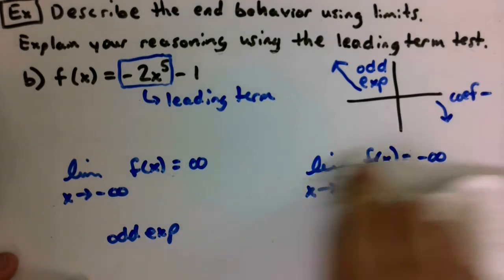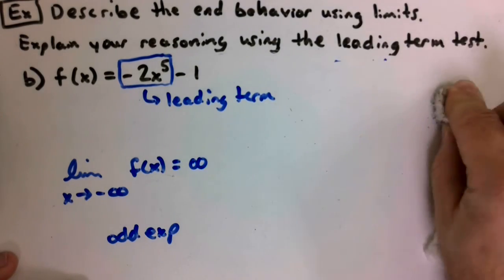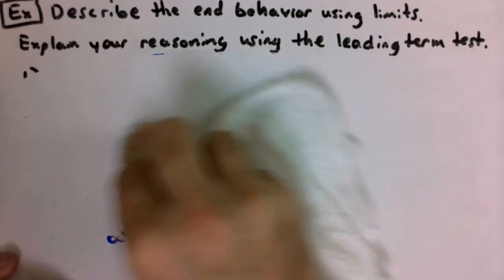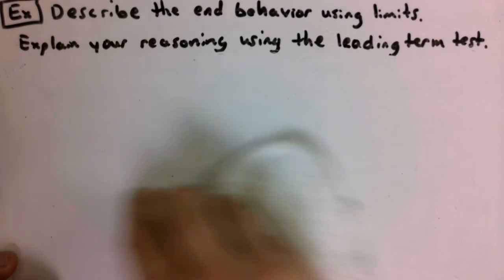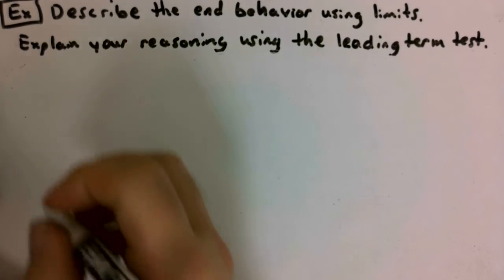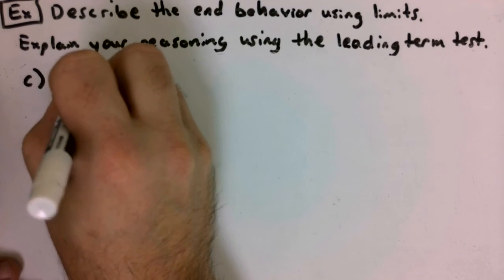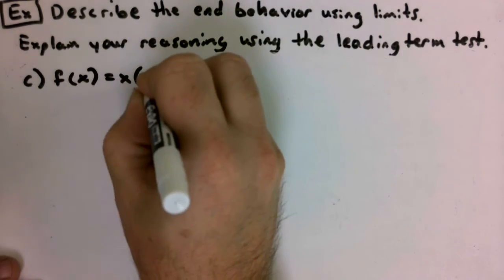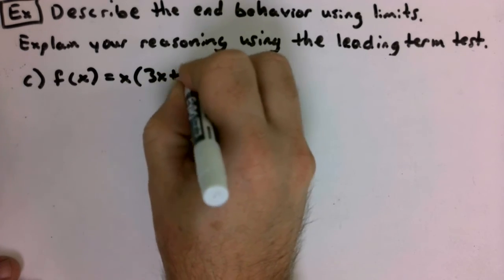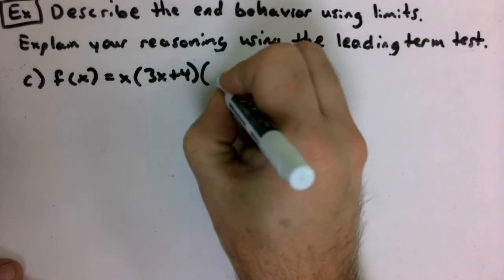One more of those. For letter C, we are going to take a look at f of x is equal to x times 3x plus 4 times x minus 1.